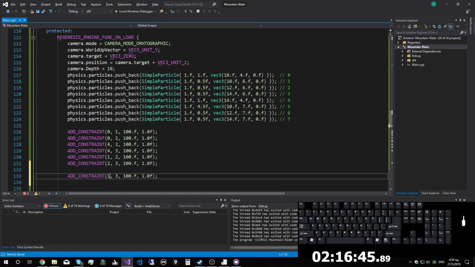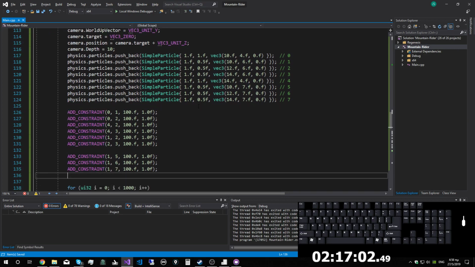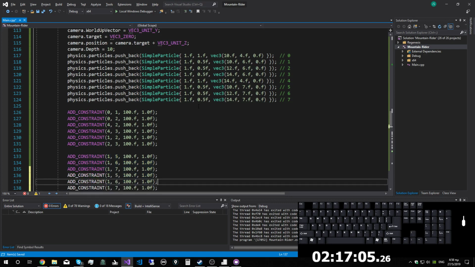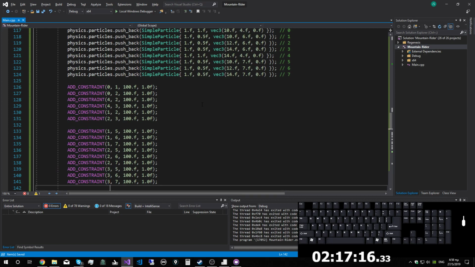So we have the one must be connected to 5, the 6, the 7, the same as 2, the same as the 3rd one. Actually, maybe we can do that in a for loop.